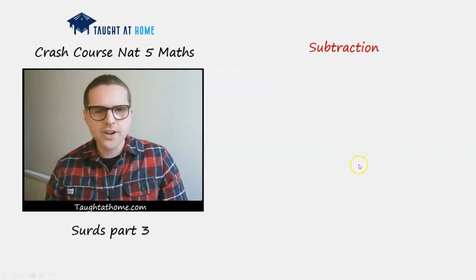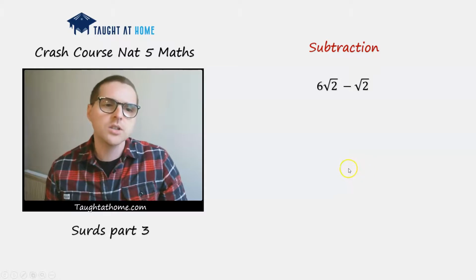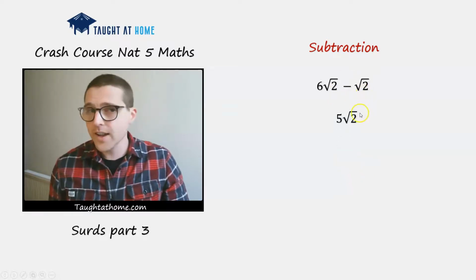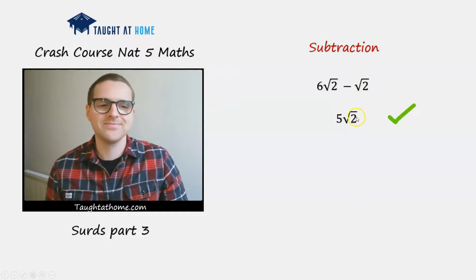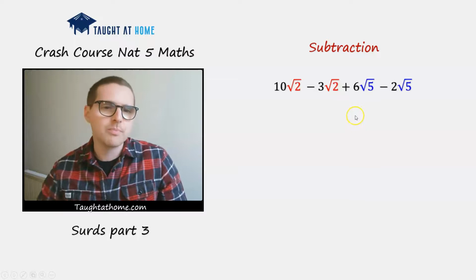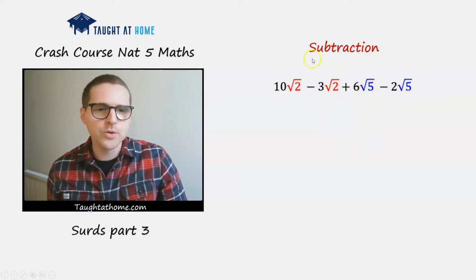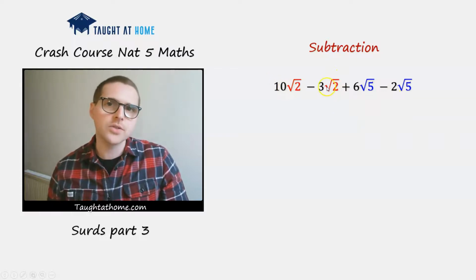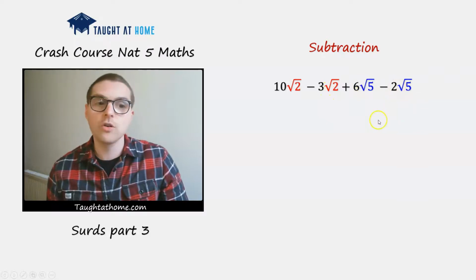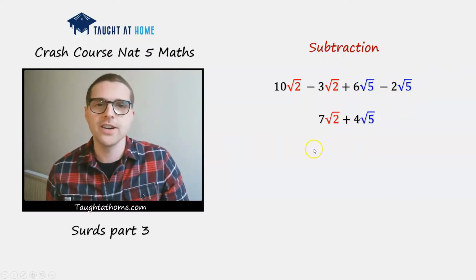Okay, so quite straightforward, and subtraction is no different. It's just the same except we're subtracting. So 6 root 2 minus root 2 will be 5 root 2. Now 10 root 2 minus 3 root 2 plus 6 root 5 minus 2 root 5. How many root 2's do we have? 10 minus 3 will be 7, and we've got 6 minus 2, so that'll be 4 root 5. So we've got 7 root 2 plus 4 root 5.